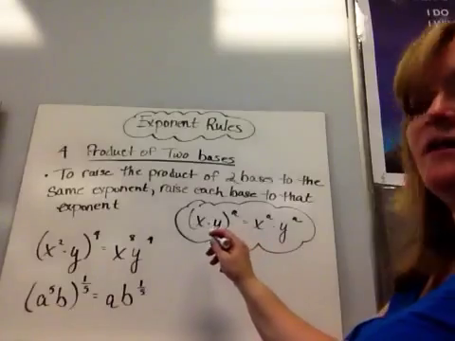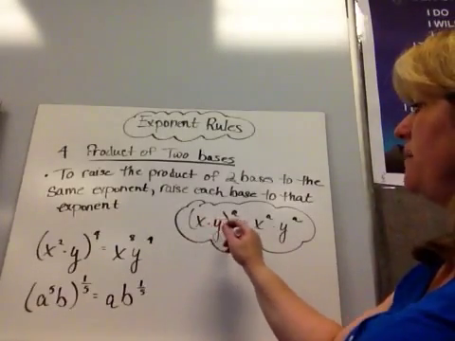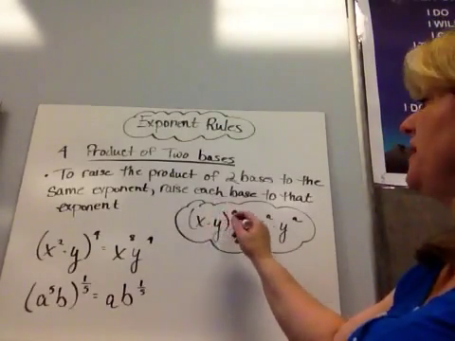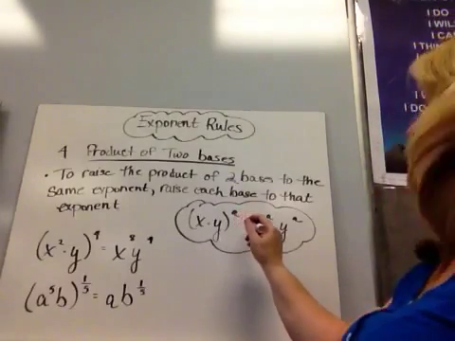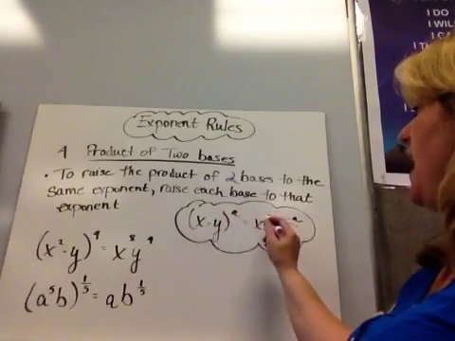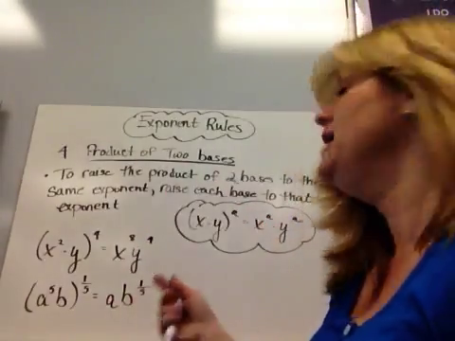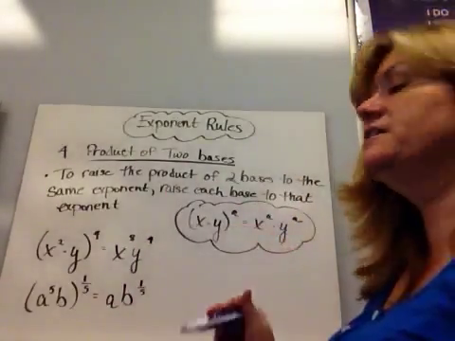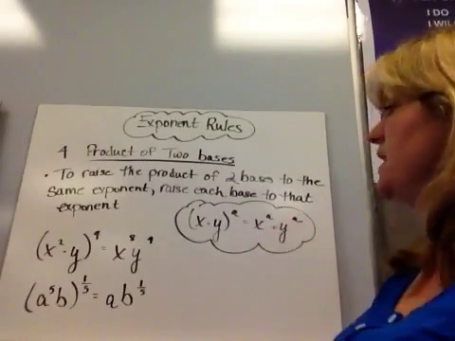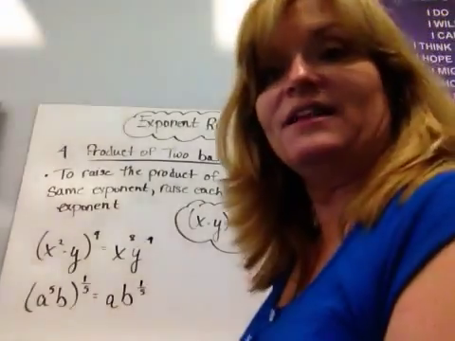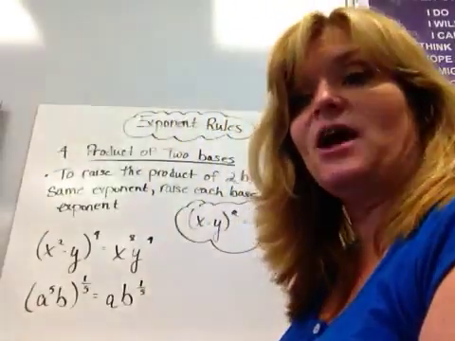So let's look at the symbolic form right here. I have x times y, different bases, they're multiplied together, raised to the a. That is the same as saying x to the a times y to the a. So you're basically raising the whole thing, but you can split it up like this and write this with the multiplication sign in the middle. Okay, let's look at some numerical examples so that you can see how it works.